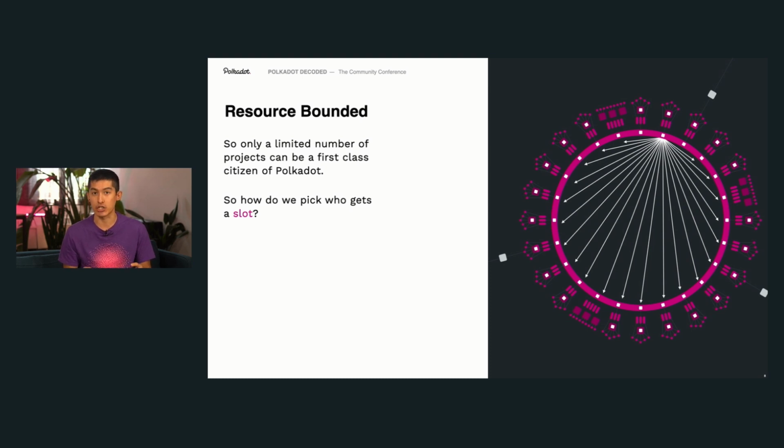We do have a long-term plan for how we're going to solve this scaling problem through the use of nested relay chains. So you can imagine a chain similar to Polkadot, a relay chain, but connected to Polkadot as a parachain. And if you can imagine nesting these, you can continue to scale this decentralized network. But that's for the future. In this presentation, we're going to talk about how we select the lucky parachains that will connect to the Polkadot network today.